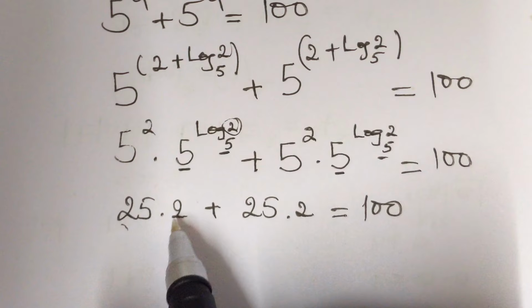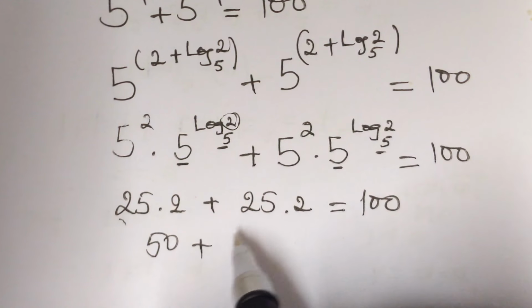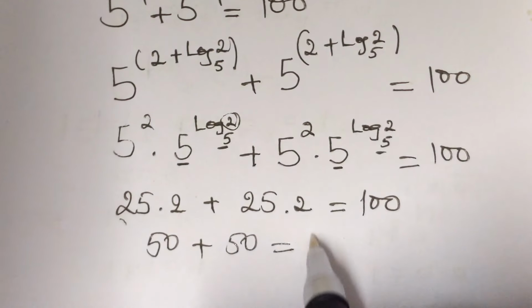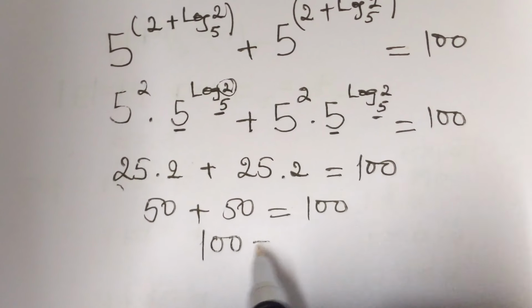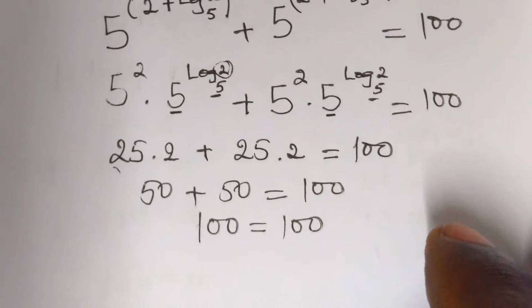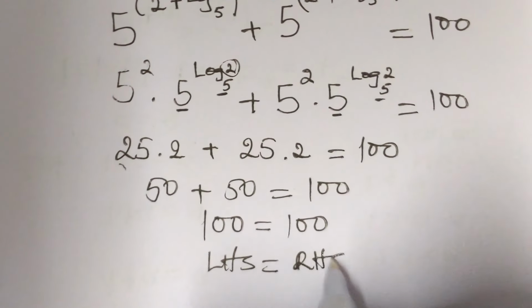25 times 2 is equal to 50, plus 25 times 2 is equal to 50, which equals to 100. And of course 100 is equal to 100. Left hand side equals to right hand side.